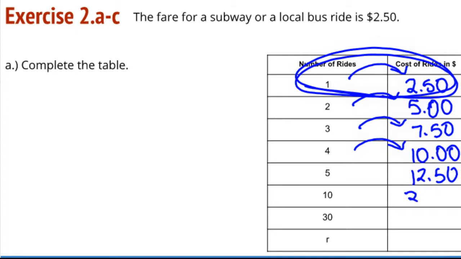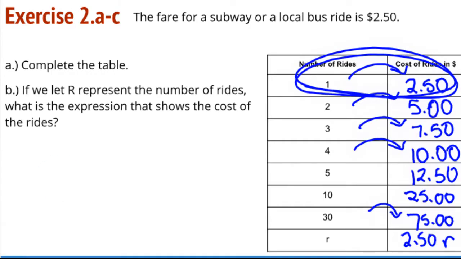10 of them is $25. 30 of them. 30 times $2.50. Well, that's going to get me $75. And I've got $2.50, and I am multiplying that by the number of rides. So complete the table, and then here is my expression here. Notice that I used the relationship between the columns as I worked this problem.